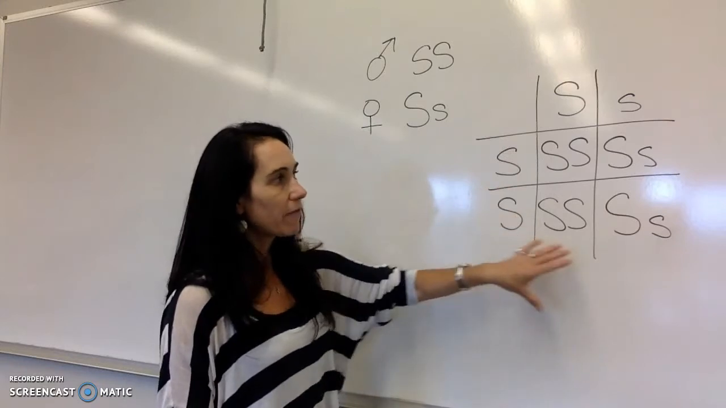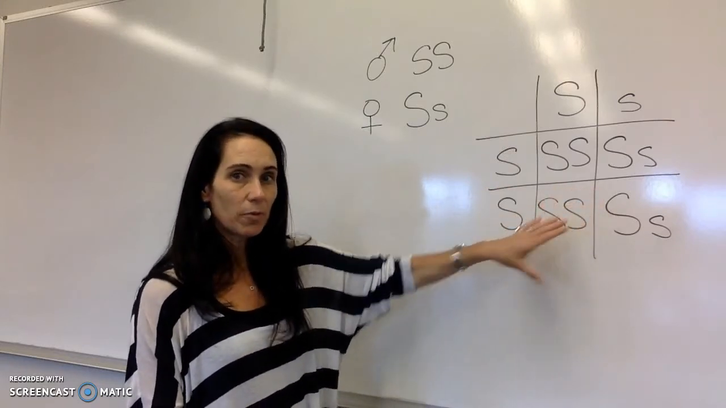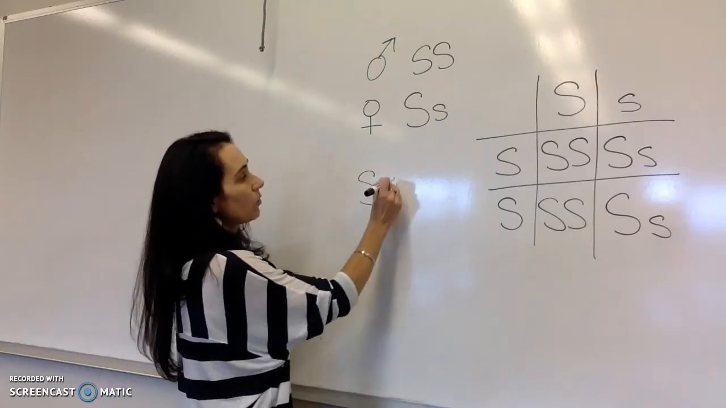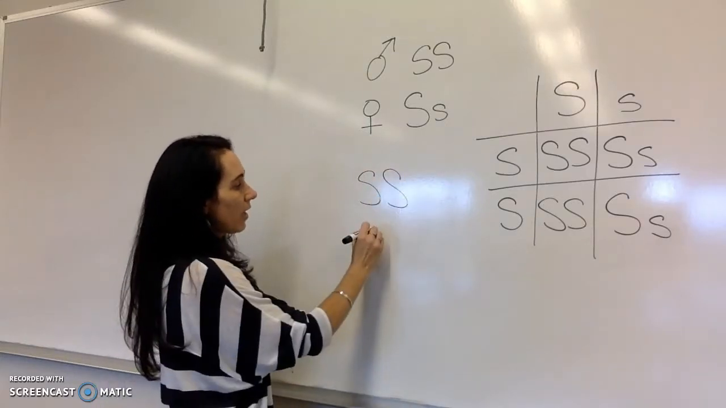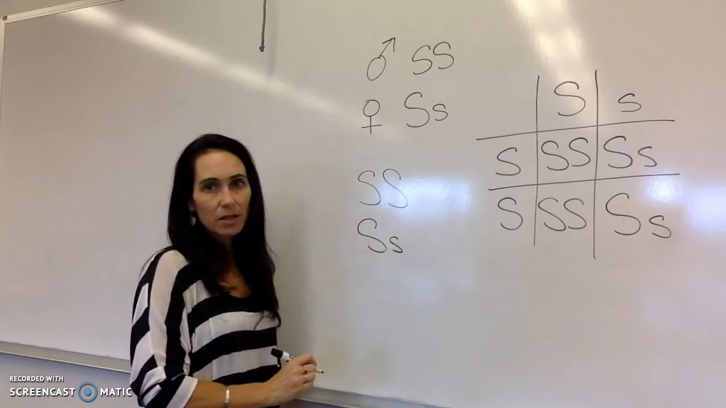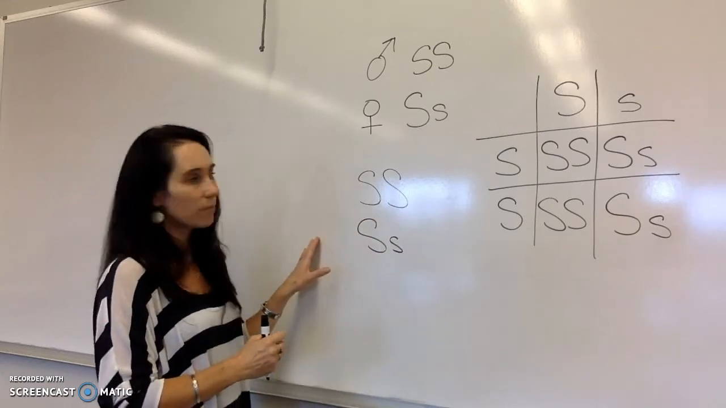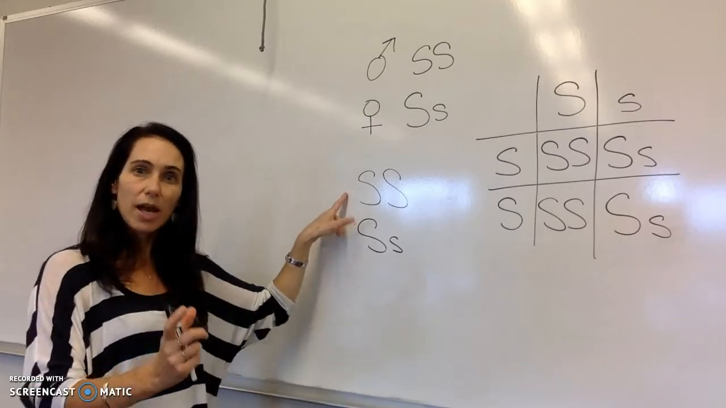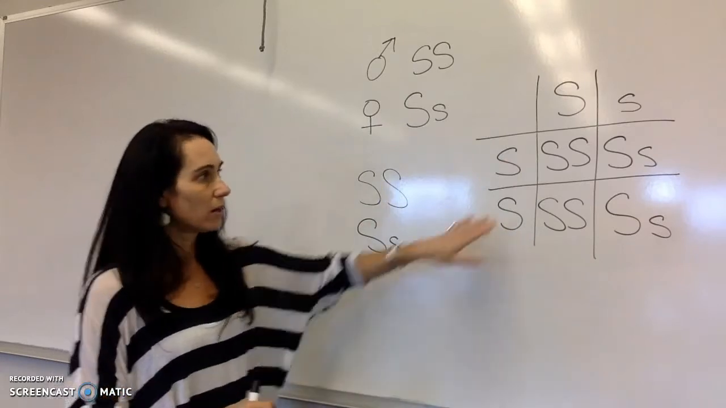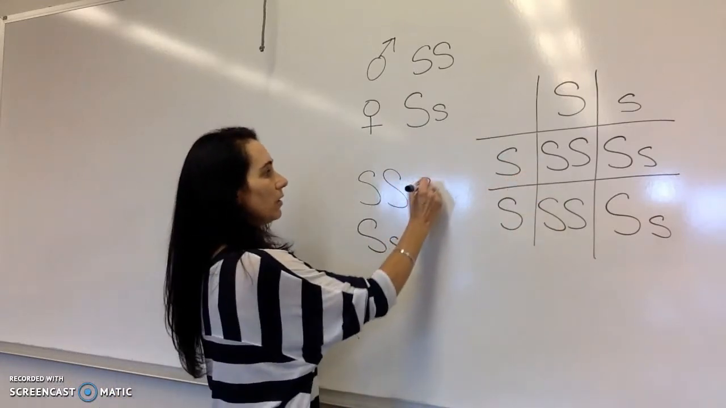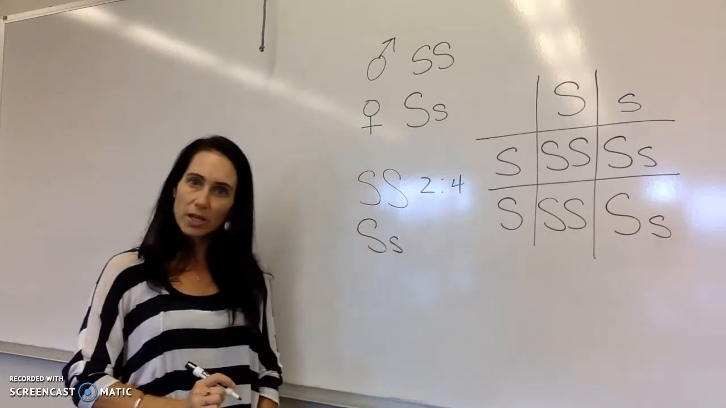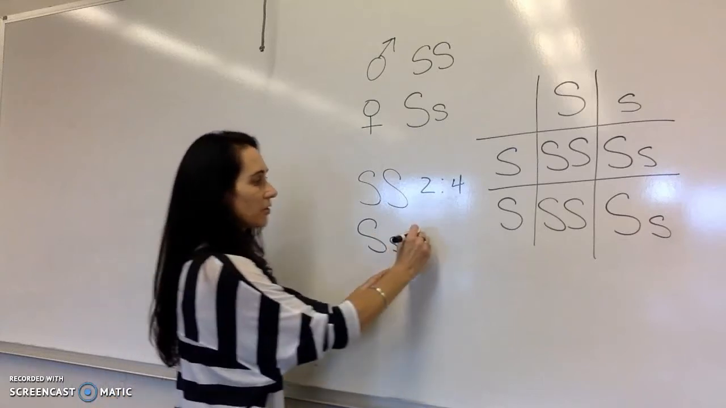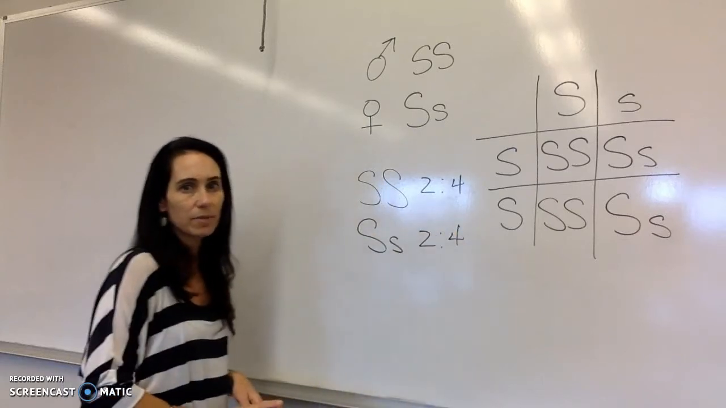So first of all, we have 4 inner boxes here, but we only have 2 genotypes that are possible. We have homozygous dominant and we have heterozygous dominant. So there's only 2 genotypes possible. And you can count how many times that genotype appears in that square. So 1, 2 would be 2 out of 4 times. And for this genotype, heterozygous dominant, it's also 2 out of 4 times.